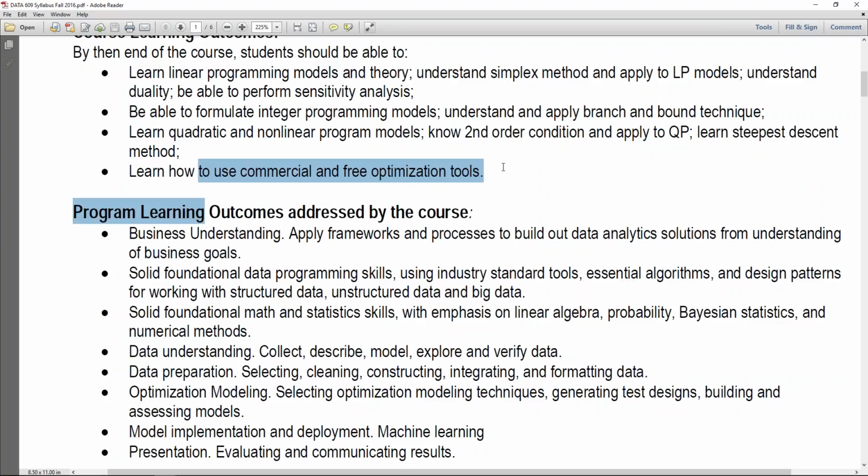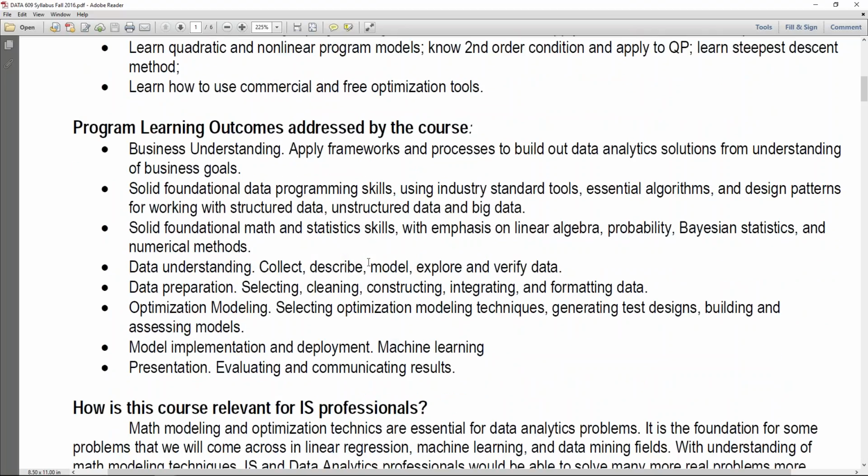And then you can learn how to use commercial and free optimization tools. In this particular case, we're using one of the packages in R because we have been focusing all the programming in R, so we used one of the solvers in R. And then hopefully you can gain a good business understanding, apply frameworks and process, build out data analytics solutions from understanding of business goals. And then you can have solid fundamental data programming skills, solid fundamental math and statistics skills, and data understanding, data preparation, optimization modeling, and model implementation and deployment with, of course, hopefully, at the end, a comprehensive project, and hopefully you can summarize your results and present the results to the team.